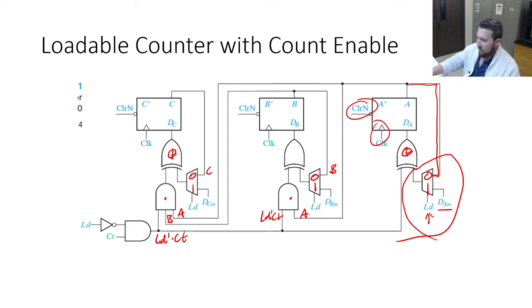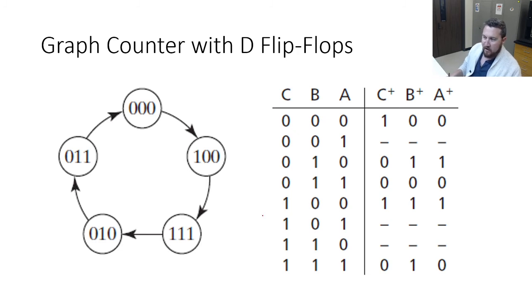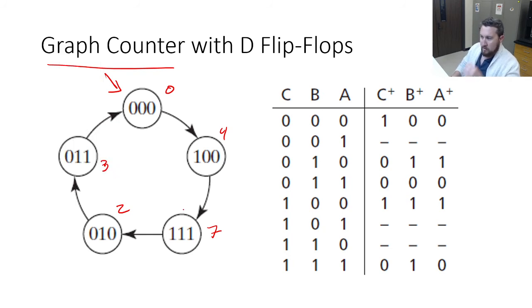All right, the last thing we need to look at is a thing called a graph counter, and we're going to design one with D flip-flops. A graph counter roughly means a counter that counts any sequence that isn't normal counting, right? So a regular counter just counts 0, 1, 2, 3, 4, 5, 6, 7, and so on. When we say a graph counter, we have to specify the graph, the sequence that it has to go through. In this case, we're going to go from 0 to 4 to 7 to 2 to 3 back to 0 again, right?